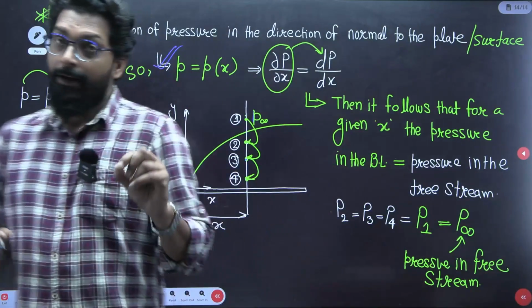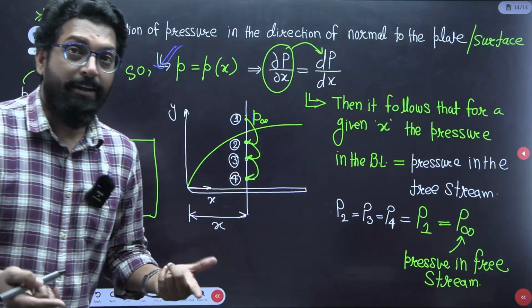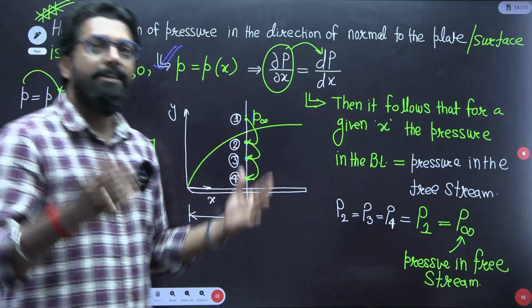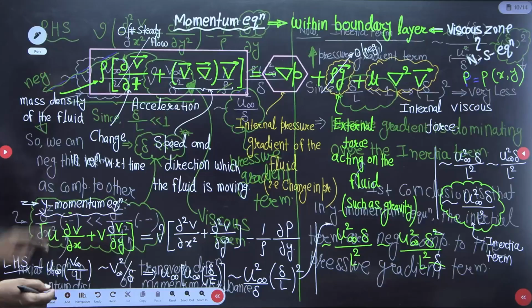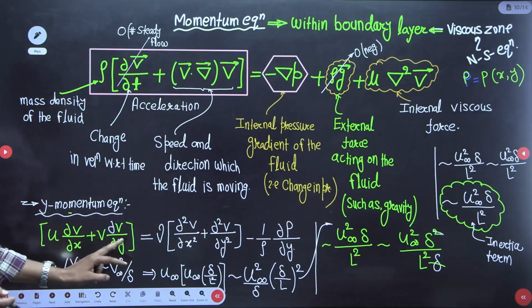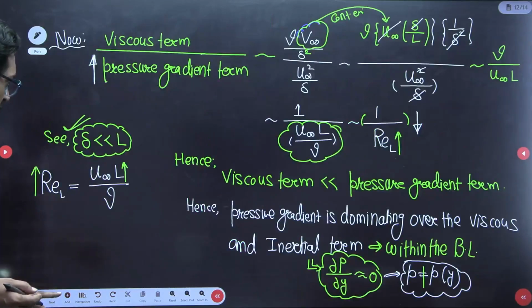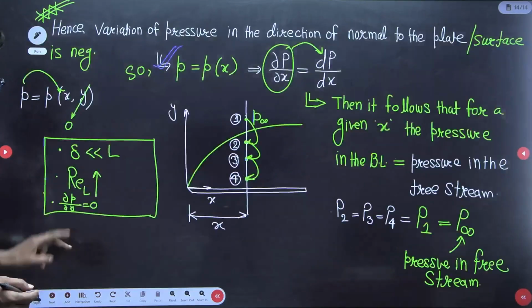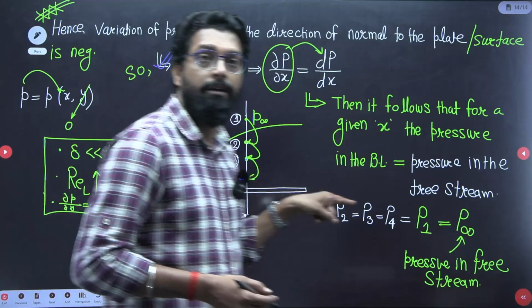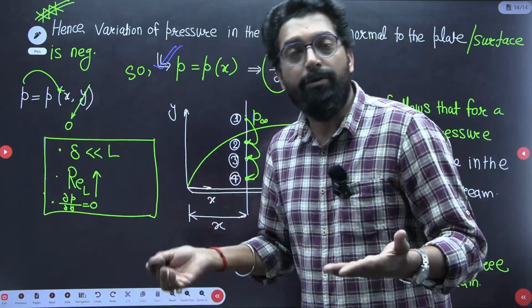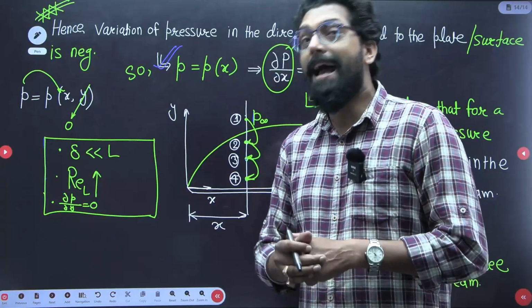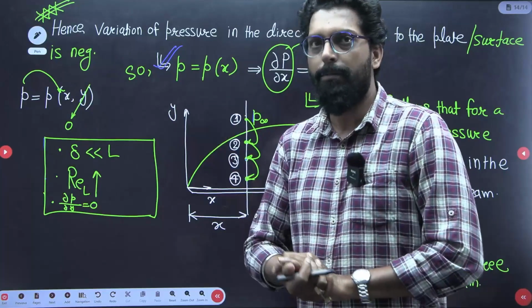Now, the next topic we are covering is the x momentum equation. Just now we concluded for the y momentum equation only. This is the y momentum equation, and this is the conclusion of the y momentum equation. Now we have to apply the x momentum equation, and then we conclude the complete analysis of the boundary layer.